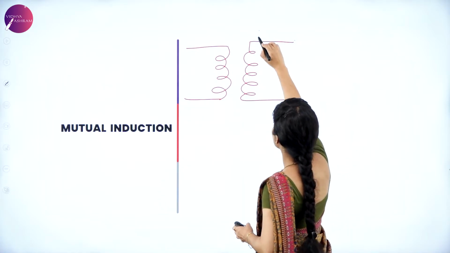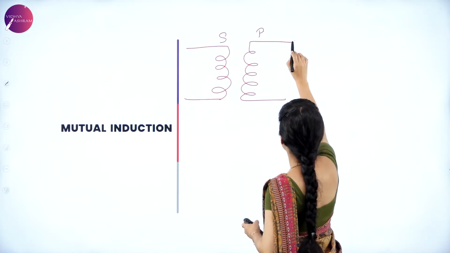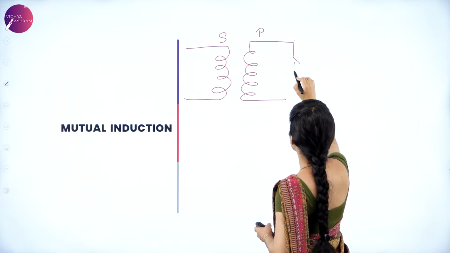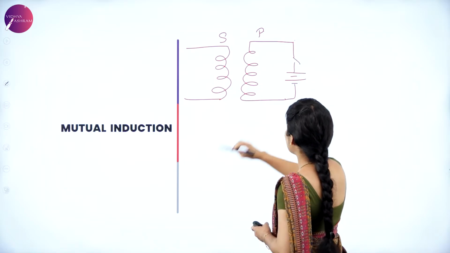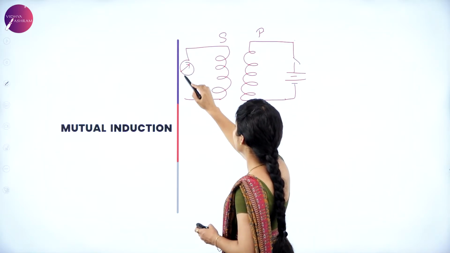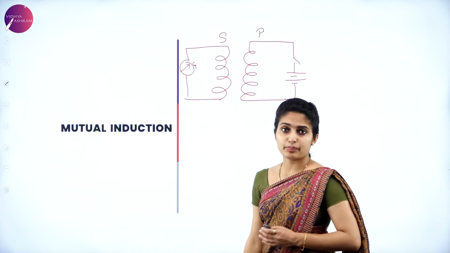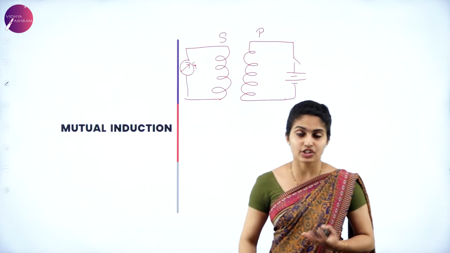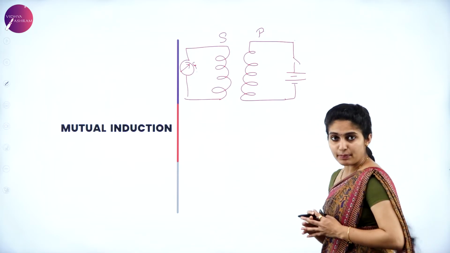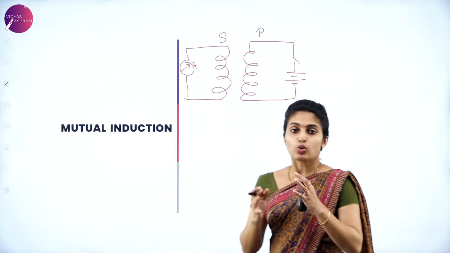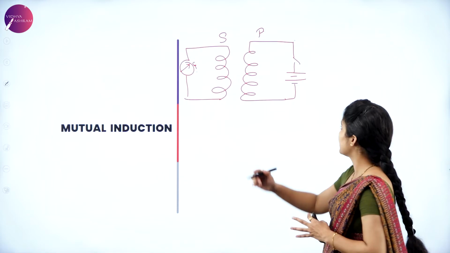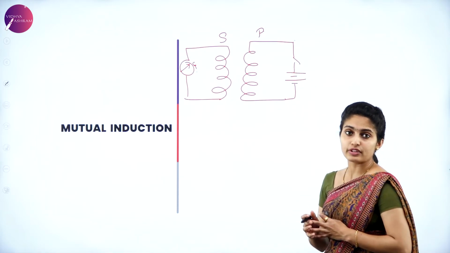So here we have the primary coil as well as the secondary coil. The primary coil is connected to a key and finally to a battery, and the secondary coil is connected to the galvanometer G, which measures the current. So whenever the key present over here is pressed, what happens to the primary coil? There is a passing of the current.